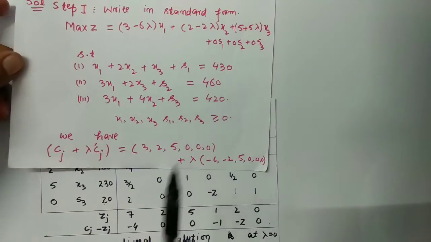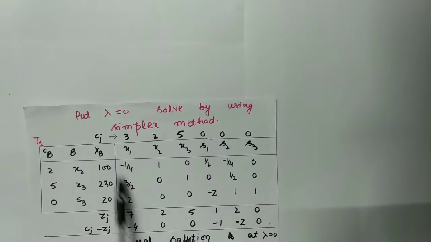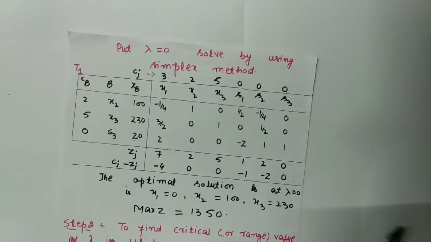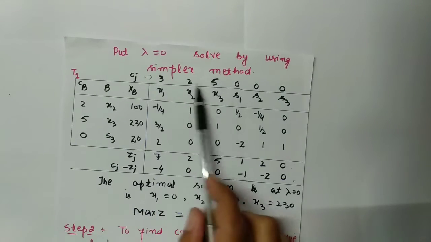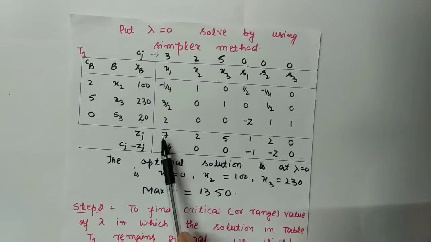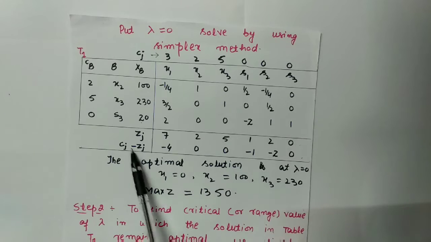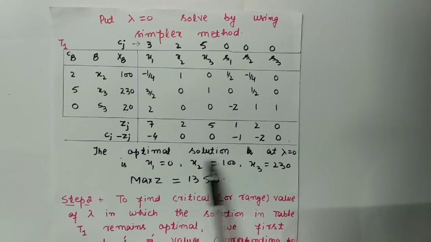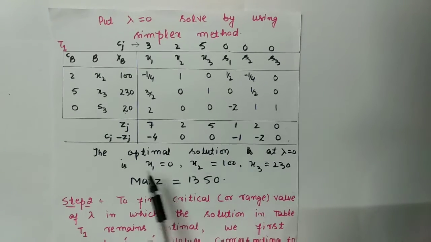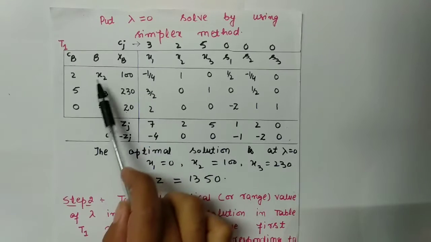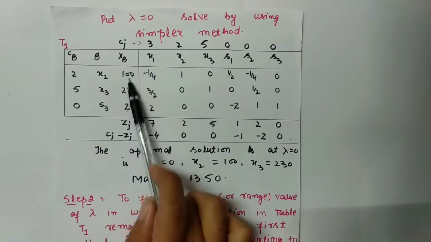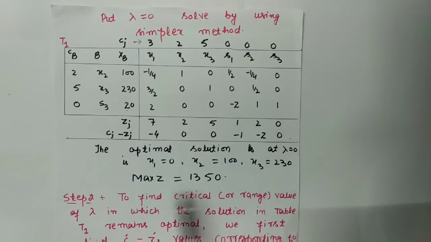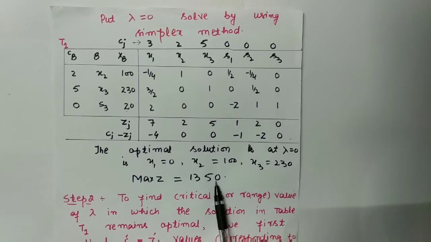So here I have solved this example by using the simplex method and written the optimal solution here, where Cj is equal to 3, 2, 5, 0, 0, Zj is 725120 and Cj minus Zj is this. The optimal solution at lambda equal to 0 is x1 equals 0, x2 is 100, x3 is 230 and maximum Z is 1350.